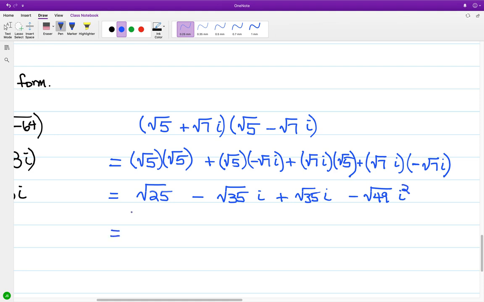Now, with the i terms of first degree in the middle, these will cancel out, and for the square root of 25 that goes to 5. On the far right, the square root of 49 is 7. i squared is going to be -1.